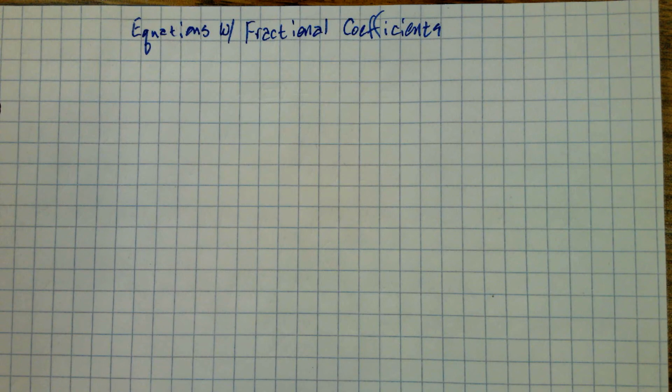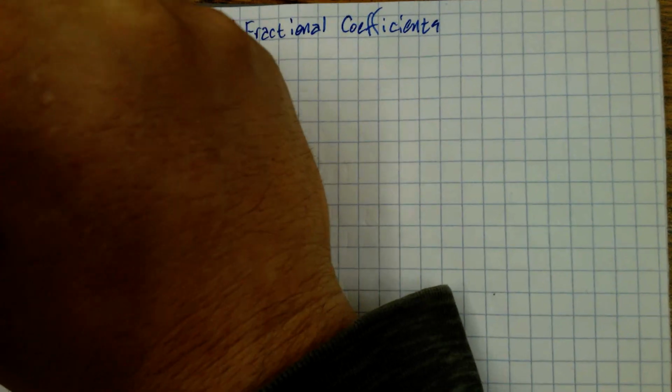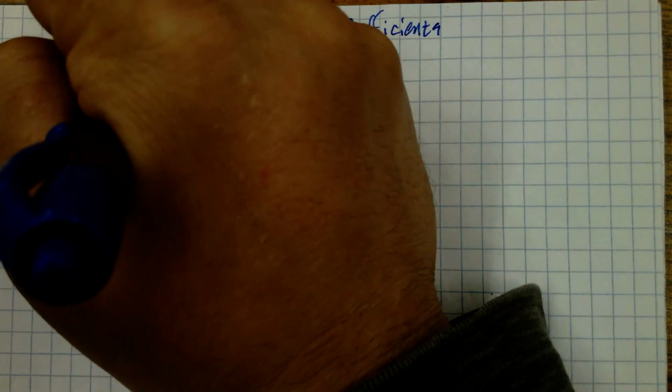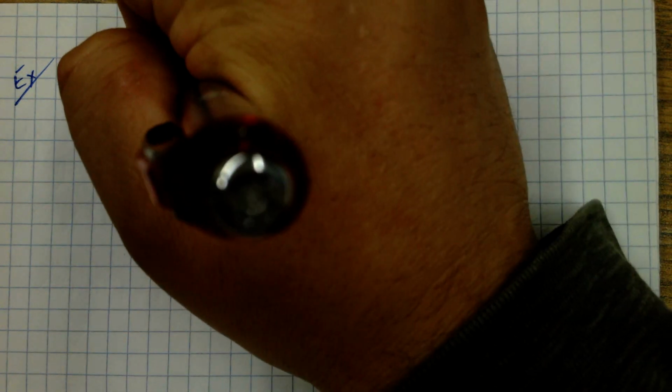Okay, so if we're solving equations with fractional coefficients, it's important to determine one thing. Say I have, this is an example, m divided by 7 equals -2. Okay, write that down. M divided by 7 equals -2. Now, this is a division equation, right? It has an equivalent way of writing this.